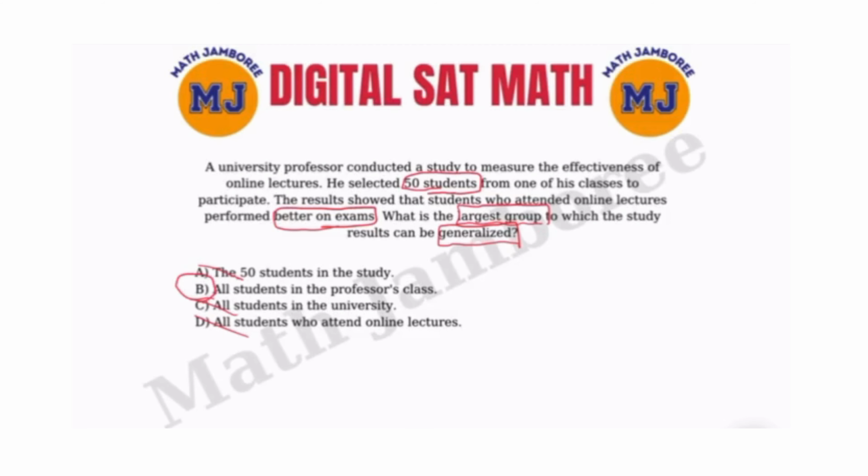Since he selected 50 students from one of his classes, they represent his class, right? So if the 50 students were better on the exams because of the online lectures, then it is likely that all students from his class are going to be better if they attend online lectures, sorry about that. So choice B is the correct answer.